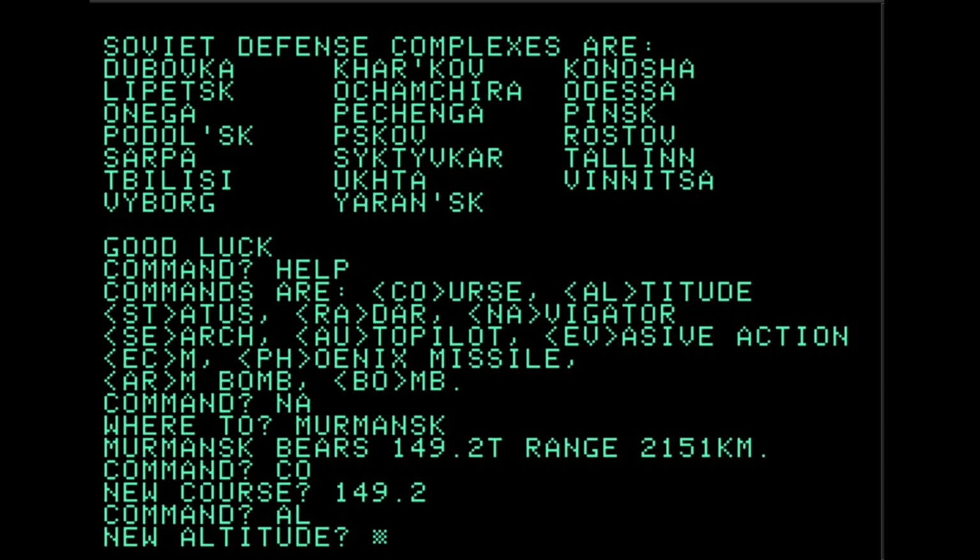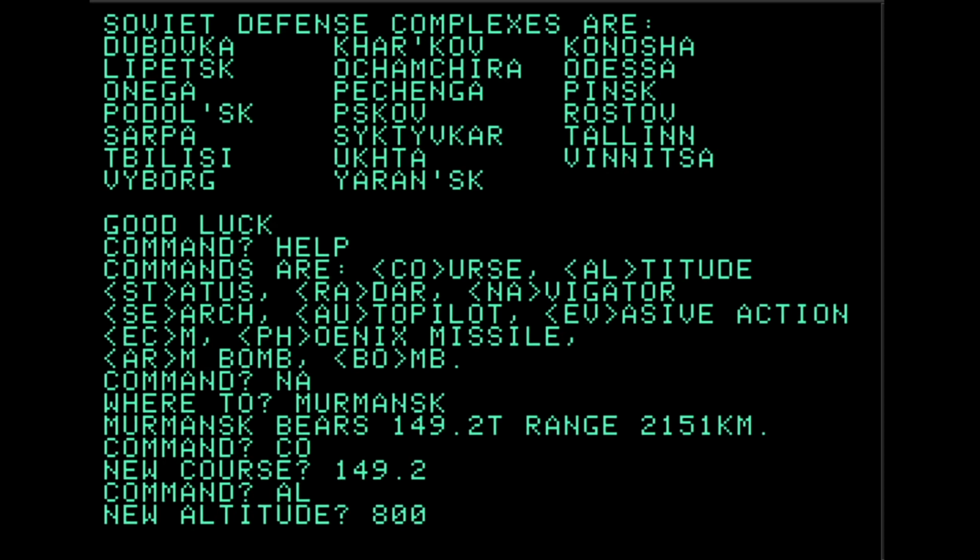It probably is feet. But if you fly too low, you run the risk of a terrain following failure, and it makes evasive action more likely to kill you. So I'm going to try 800 feet. So below 1,000 feet, but not too high.